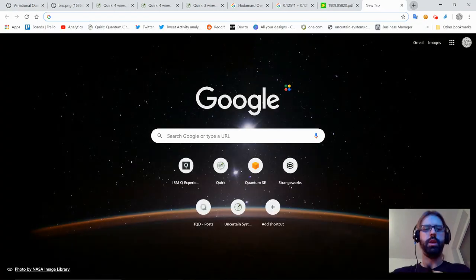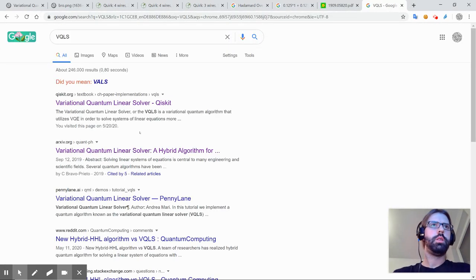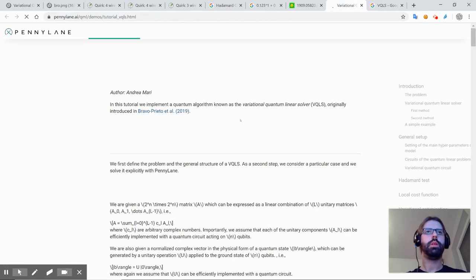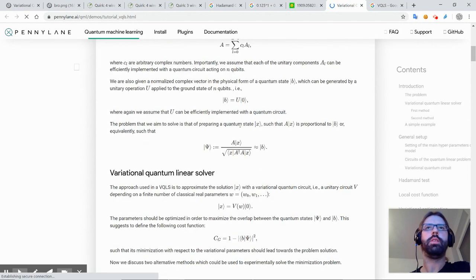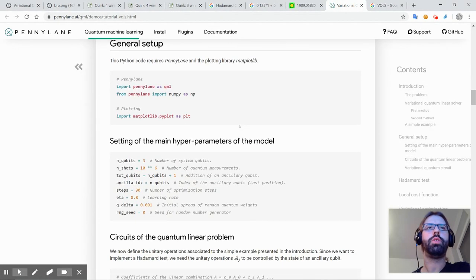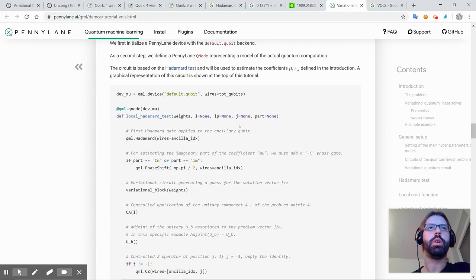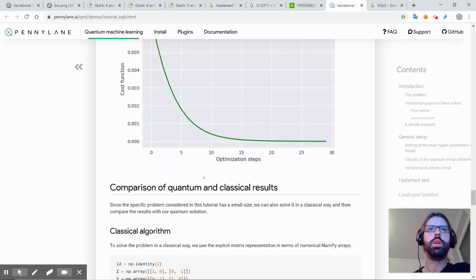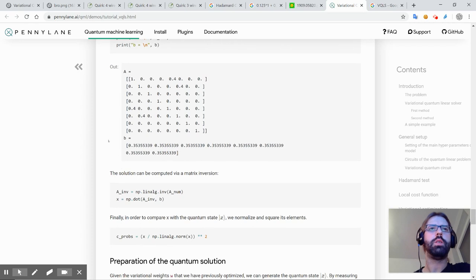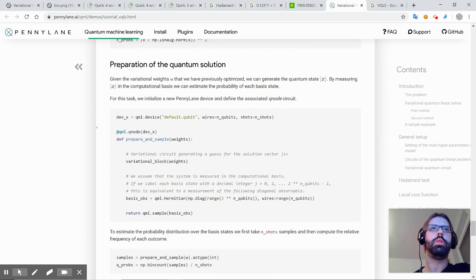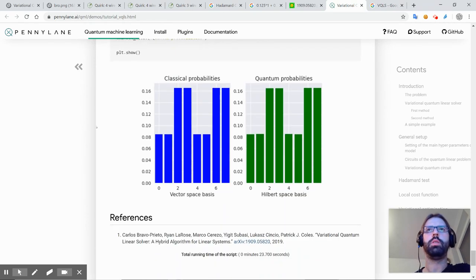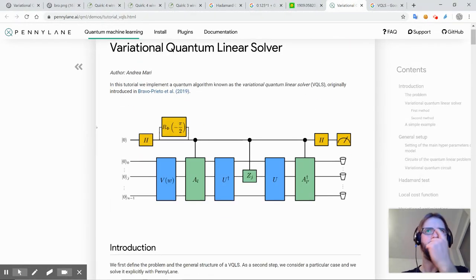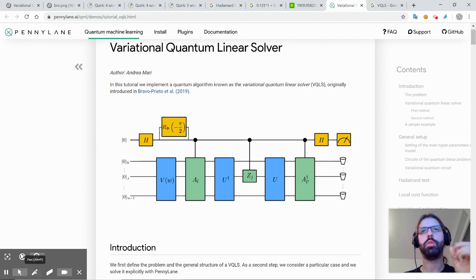Maybe I'll search, is there anywhere else that VQLS is explained? PennyLane. Oh, PennyLane. My dear friend PennyLane. So there's an actual, oh, nice. Okay, so we'll do that next time. Channel setup, circuits, variational part, Hadamard test, local cost function, variational optimization. Yeah, that seems nicer. Oh, so there's an actual quantum solution, comparison, quantum probabilities. Cool. So we'll go through this one in the next video. That seems to be a bit better explained.